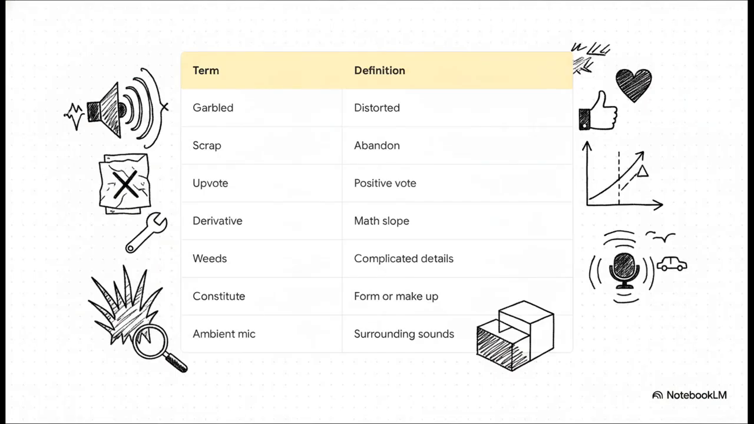Let's do a rapid-fire recap of our first set of terms. First, garbled. That's the distorted, messy audio you definitely want to avoid. If an engineering design is just fundamentally bad, you scrap it or abandon it entirely. On forums, you might give a really helpful post an upvote. Mathematically speaking, the derivative is simply our slope. Remember, try not to get into the weeds with complicated details too early on in a presentation. Valid, sound assumptions constitute or make up a good solution. And always, always be mindful of the background noise on your ambient mic.